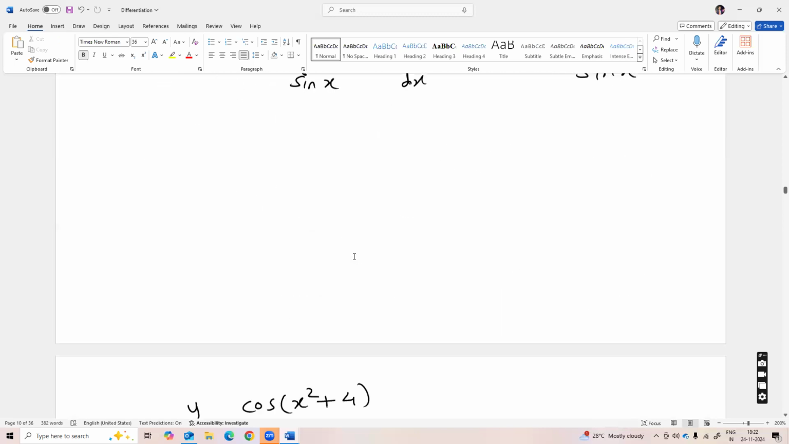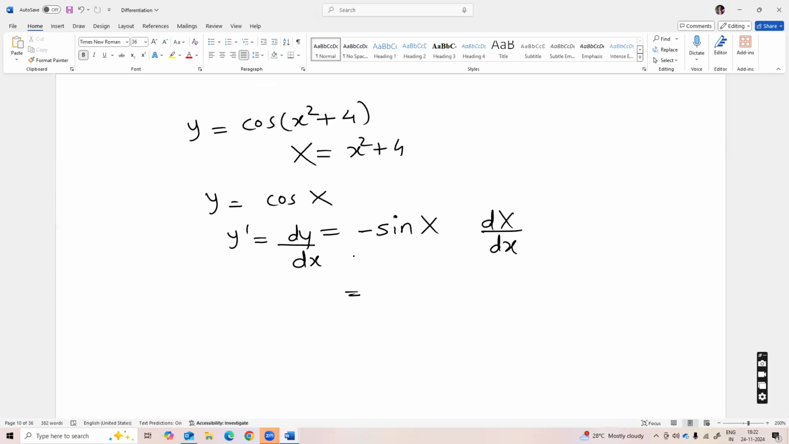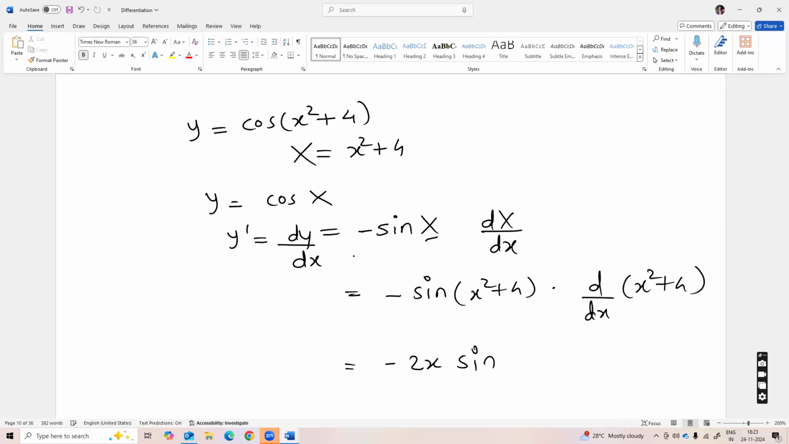Now we will resubstitute the value of X. So what we got is minus sin of x square plus 4 into d by dx of x square plus 4. The d by dx of x square plus 4 is basically 2x, plus the derivative of 4, which is 0, so it is 2x. So what we got is minus 2x into sin of x square plus 4.